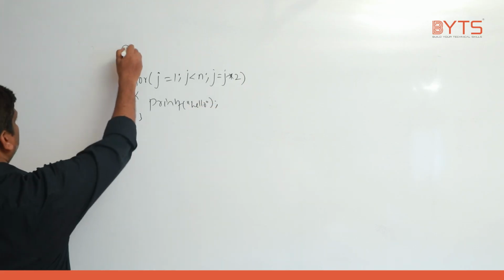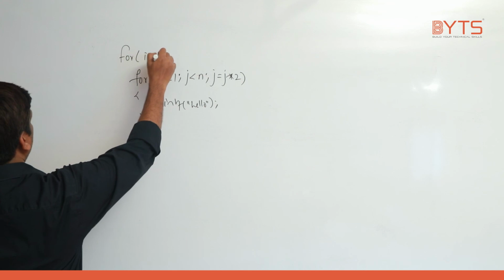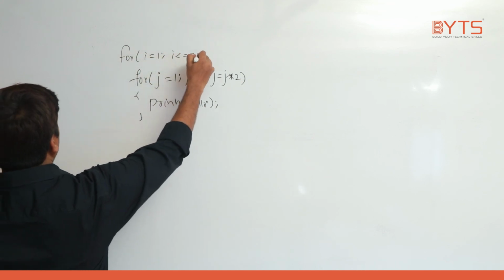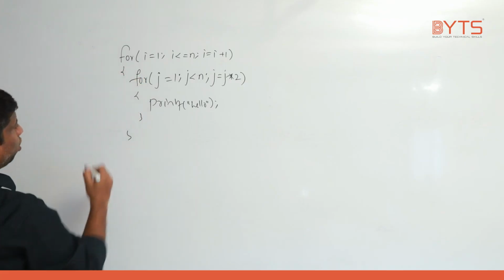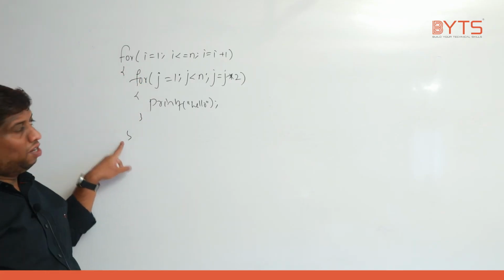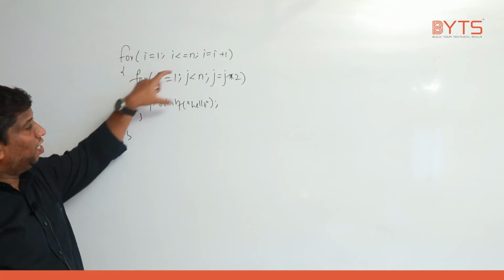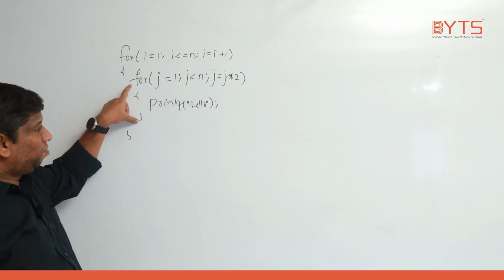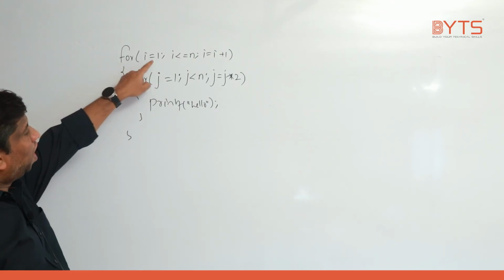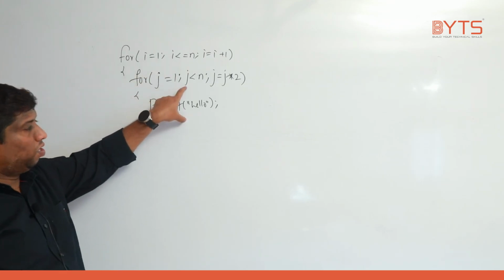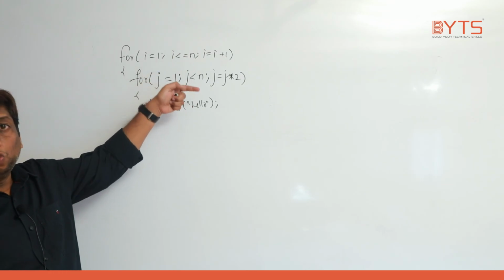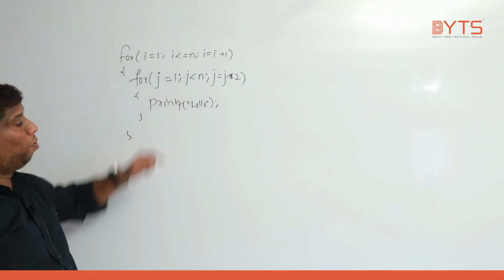Simply what I will put is another loop: i is equal to 1, i less than or equal to n, i is equal to i plus 1. So the outer loop will repeat how many times? n times. For every value of i, this loop will repeat log n times. i value is 1, log n; i value is 2, log n; i value is 3, log n. So n times the loop repeated log n times.